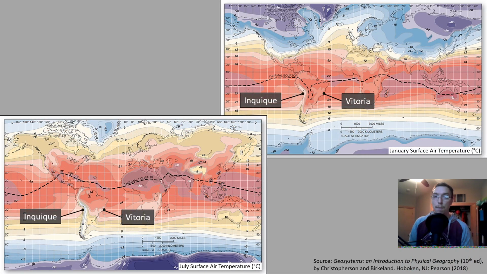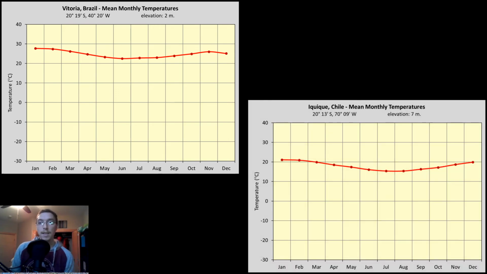But we can see the impact that places like Iquique and Vitoria, on different sides of the continent, have based off of those current trends, and I say current as in ocean current trends. Here we see Vitoria, Brazil, and there we see Iquique. And we can see Iquique, which is along that colder ocean current, is generally speaking colder than it is in Vitoria, Brazil.